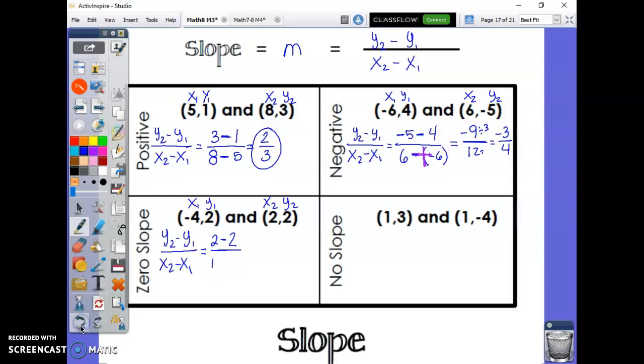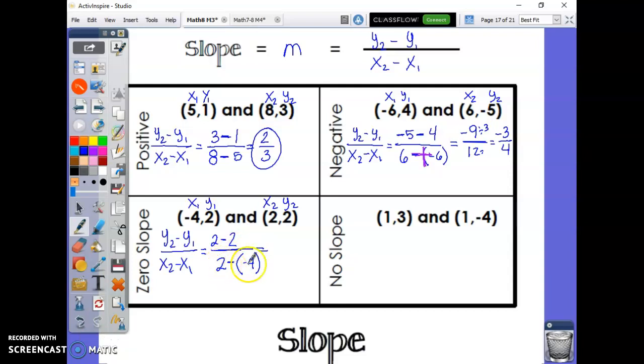I don't know what is going on with my board. x2 is 2 minus x1 is -4. Uh-oh, it's going to turn off. I have a feeling my computer's going to turn off. My -4. There we go.